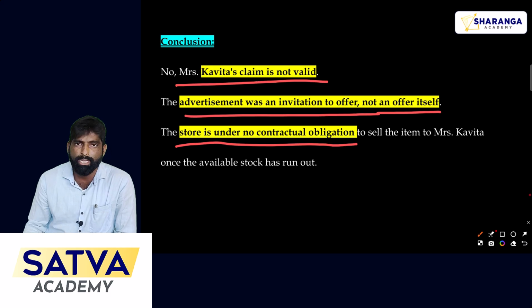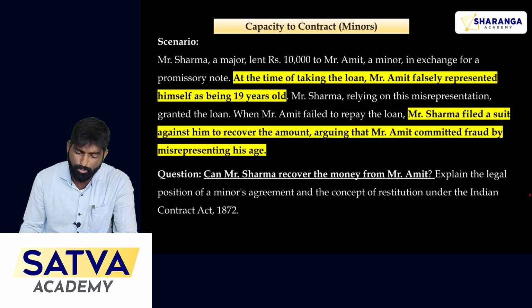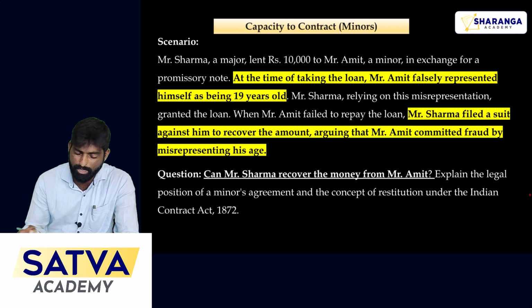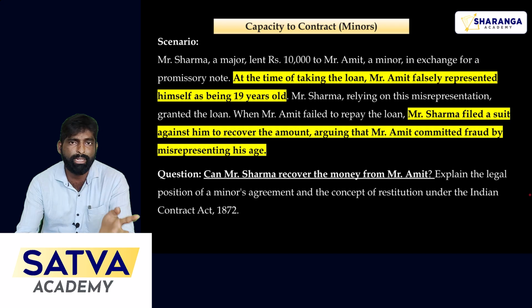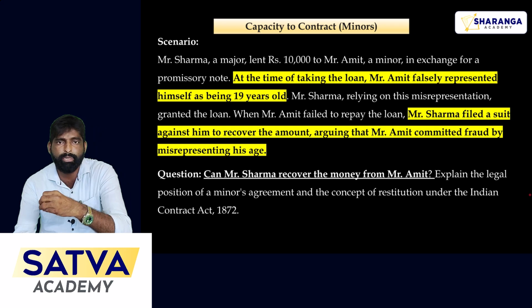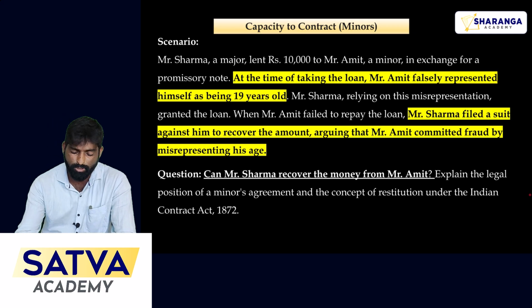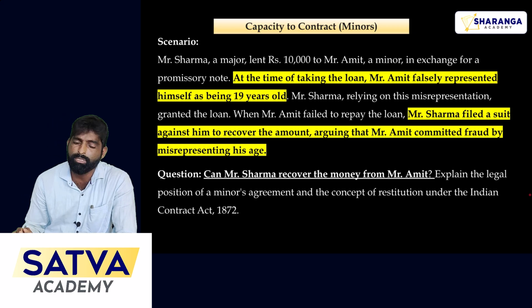Okay, let's move to another topic. Second important topic, that is capacity to contract, or contract with the minor. As you read already, a contract with a minor is invalid or void ab initio, because when you make a contract with minors, that will be void ab initio, meaning void from the beginning itself. You can't make a valid contract with minors. Okay, let's see the question.